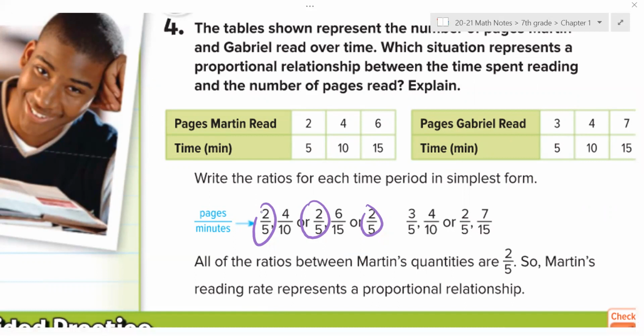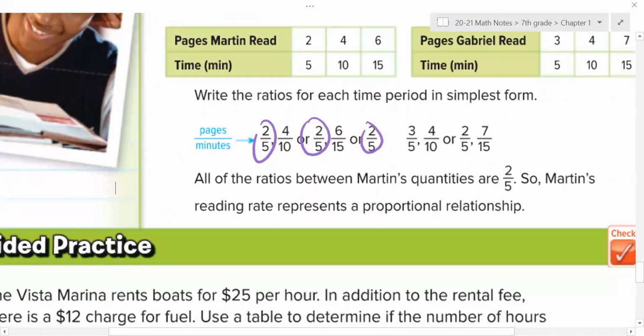So if he wanted to know how many pages he's going to read after 60 hours, we would know that it's 2/5. And to get to 60, we would do 5 times 12, so he would have read 24 pages by then. We're not really getting into this yet. I'm just showing you that's where we're headed. As in not today. Not today.